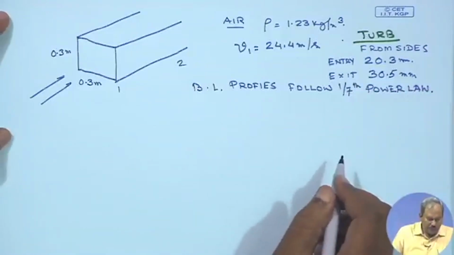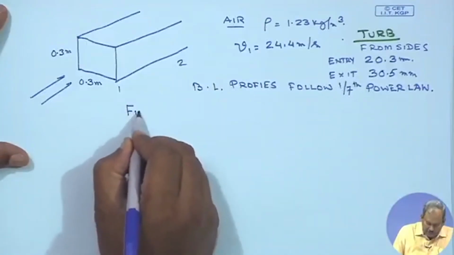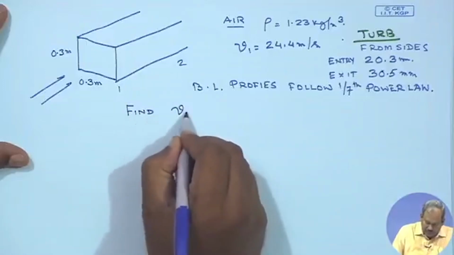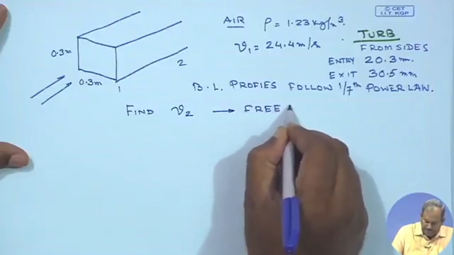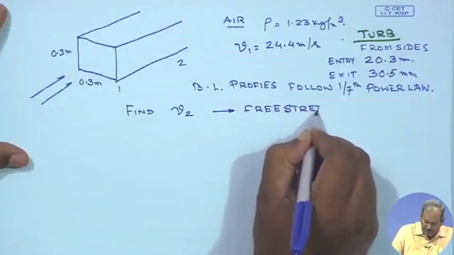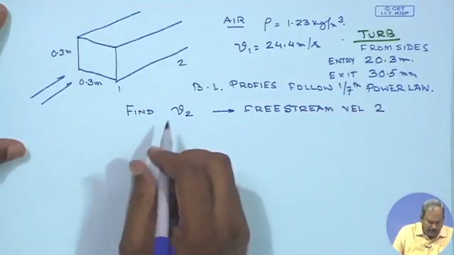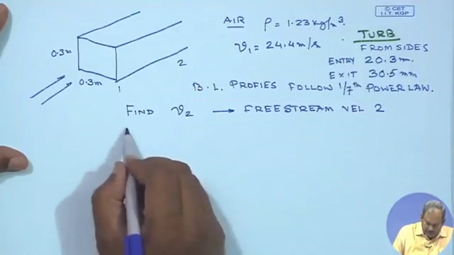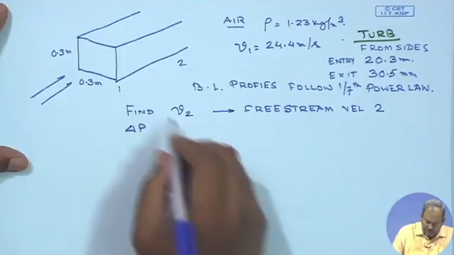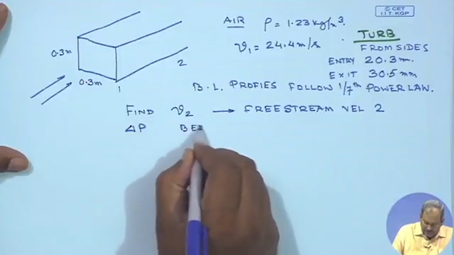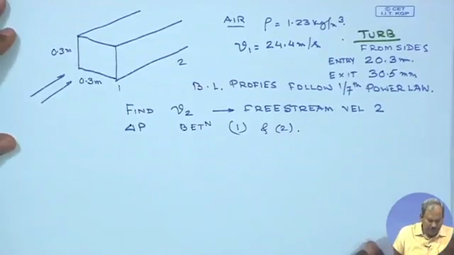Okay. So, if this is 1/7 power law, you have to find V2, which is essentially the free stream velocity at 2, and the delta P, the change in static pressure between 1 and 2. So, this is what you have to find out.